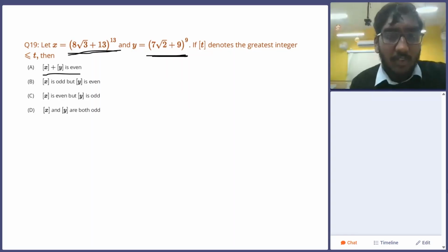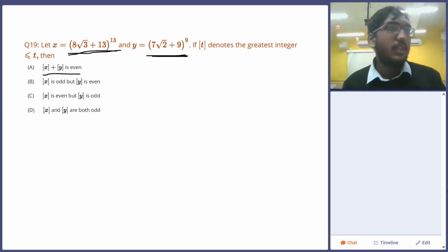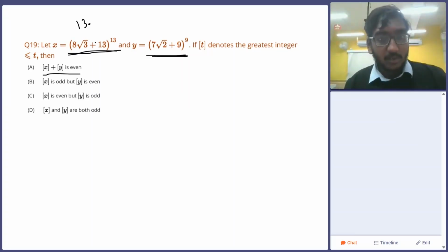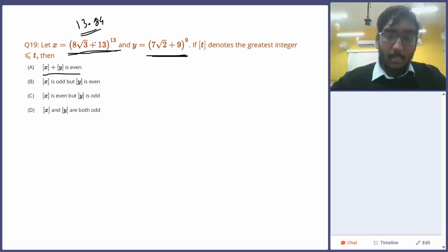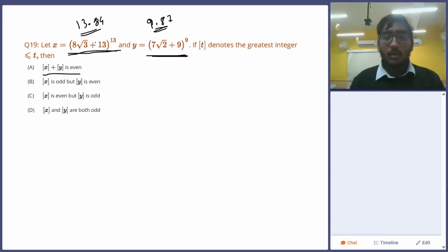First, what I will do is see that the value of 8 root 3 lies roughly between 13 and 14. It will be like 13.8 and so on. The value I checked is something around 13.84. And likewise, what will be the value of 7 root 2? Approximate value at least 7 times 1.4, it'll be like 9.87. So the 7 root 2 value and 8 root 3 values are these.